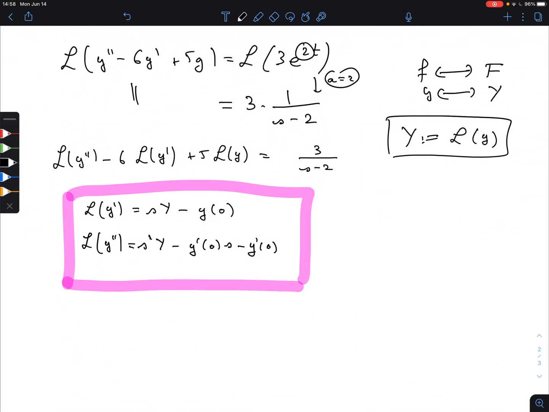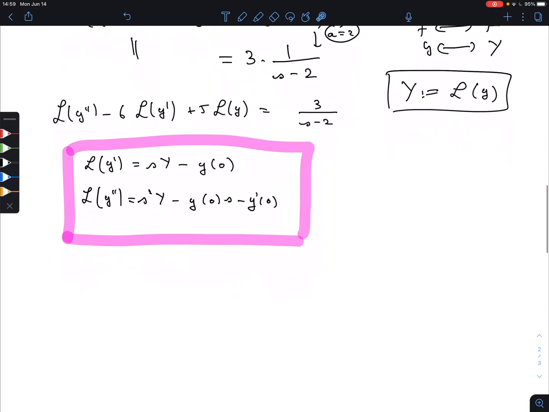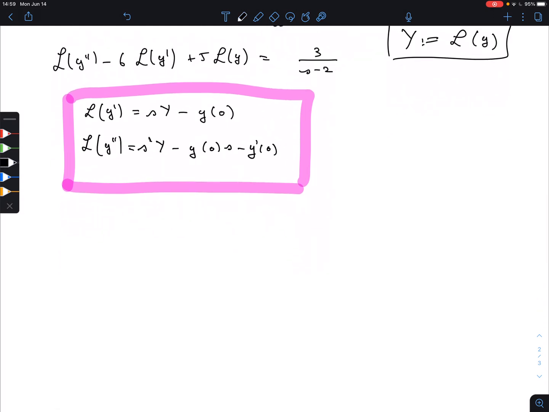I wanted to say, be careful to write y(0) and y prime(0) in the right places. In the Laplace transform of the first derivative, we only have y(0). In the second one, we have both of them, and y(0) becomes the coefficient of degree 1, and y prime(0) becomes the coefficient of degree 0. Okay, so now let's plug everything in.